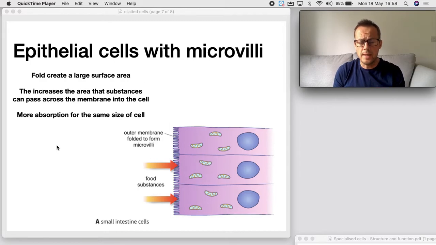So you can see here, this is a cell found in the small intestine. So the function of the small intestine is to absorb nutrients. By making the cell have an increased surface area, by having lots of folded microvilli, it will make it more efficient at absorbing those nutrients. If the cells didn't have those microvilli, they would have less surface area and not enough nutrient would be absorbed into those cells.